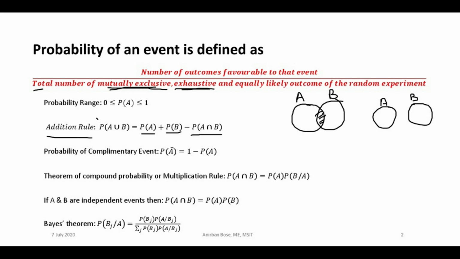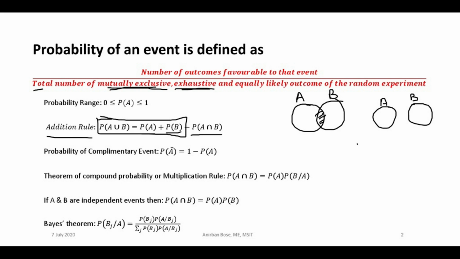So for the mutually exclusive case, you can always write probability of A union B is equal to probability of A plus probability of B. This is called the theorem of total probability. But remember, this is true only if A and B are mutually exclusive, because in that case this probability will become 0, since A intersection B is null. But in general the formula is this one, which is called the addition rule.